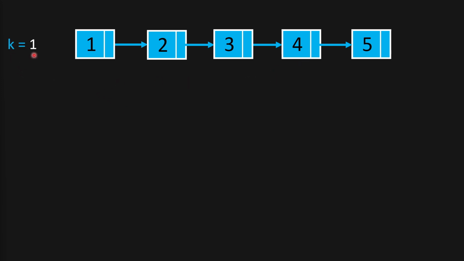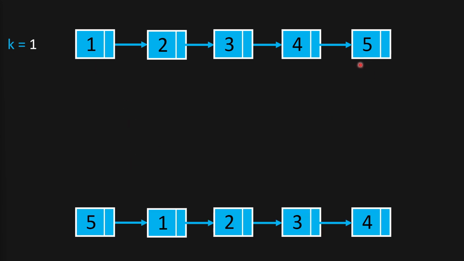For example, our k is 1, that means we have to rotate our linked list once. Well, first of all, let's see what that would even look like. Currently, 1 is pointing to 2, 2 is pointing to 3, 3 is pointing to 4, and 4 is pointing to 5. If we actually rotate this, 5 is going to point to 1, and then we're going to have the same thing, and our end is going to become 4.